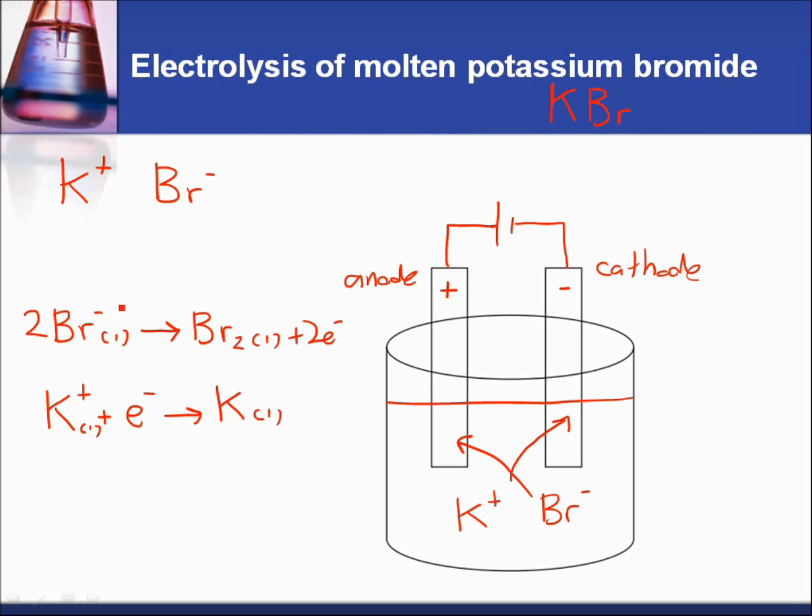So we've got reduction and oxidation. Okay, and we have to balance this for electrons, and again, they can cancel out there. Okay, and again, the ratio of K to Br2 is 2 to 1. And the last thing we have to show is electron flow. And the electron flow is going from the anode to the cathode. And that's it.